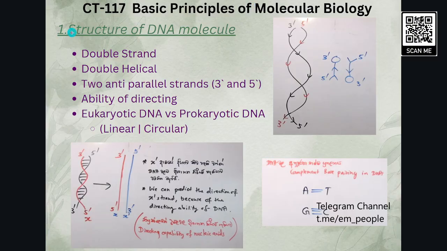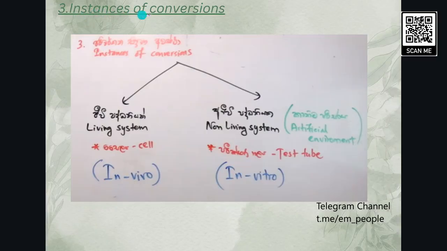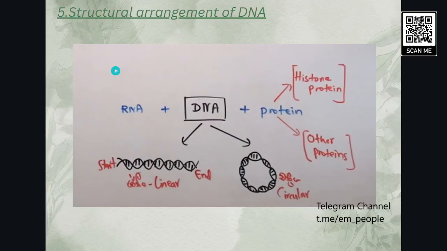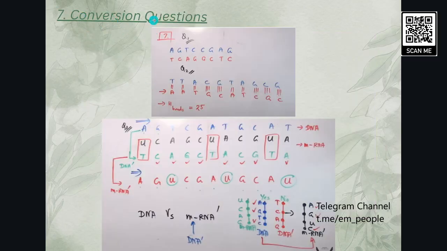Under basic principles of molecular biology we are discussing the structure of the DNA molecule and then DNA RNA conversions. Then we discuss instances of where DNA RNA conversions happen. And fourth, we talk about DNA and how some enzymes help it with replication and other related processes. As the fifth point, we are looking into the structural arrangement of DNA, and then DNA packing, how DNA is packed inside cells. Then finally, we discuss some conversion questions.